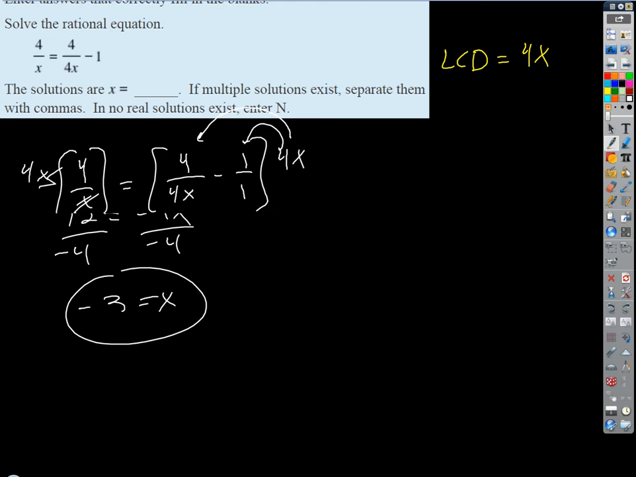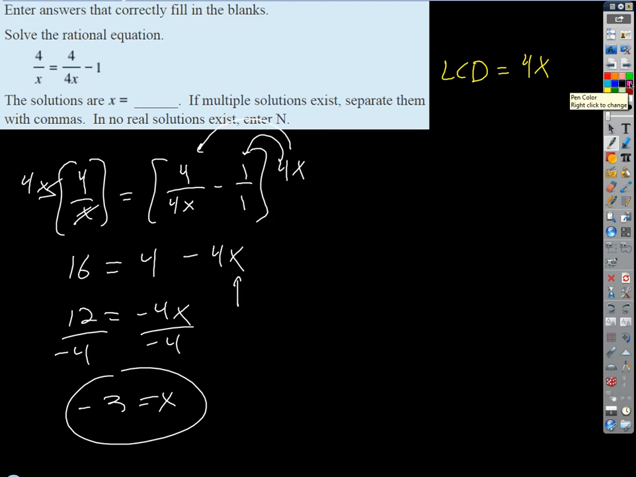Do we have any excluded values? Well, if we go back and look in the original equation, we get factors of x on the bottom of 2 fractions, and so once again, x could not equal 0, but our solution was not 0. So we would plug that in and just double check to see that it works, and make sure you do that. I'm not going to, just to save a little time here.